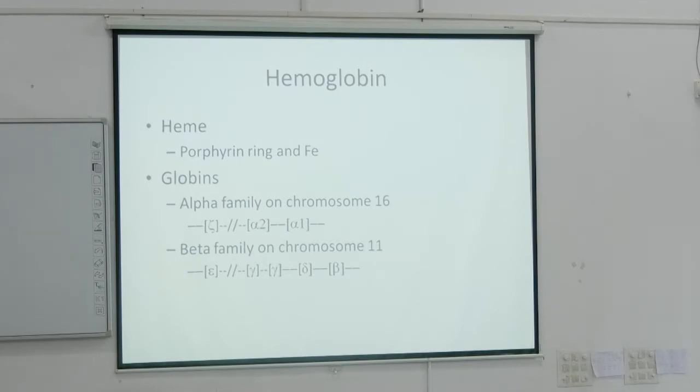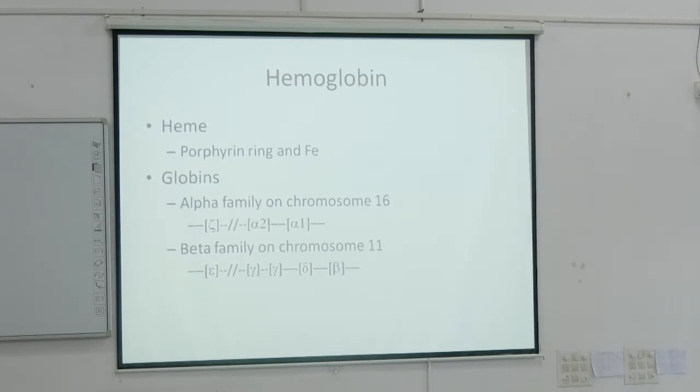Now, what is it actually? As you know, hemoglobin is formed by heme and globins. The heme is formed by a porphyrin ring which contains iron, and globins are of two types: alpha, which resides on chromosome 16, and beta, which resides on chromosome 11. You have to remember these for the rest of your life. Chromosome 16 alpha, chromosome 11 beta. So the beta chain genes are located on chromosome 11, alpha on chromosome 16.